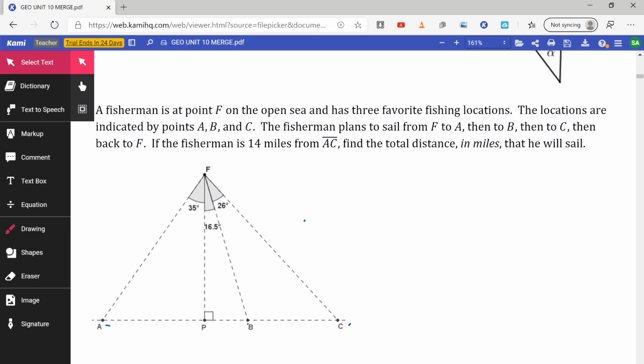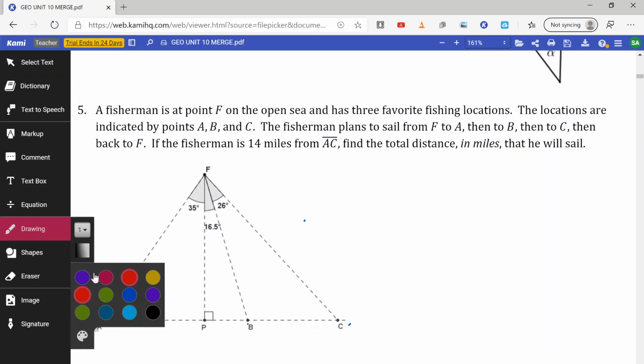We have our angle measurements here, and we're told that we are 14 miles from the line. So if it's a straight shot, we got 14 miles here. Now, what can we do here in order to figure things out? Well, fortunately, we have this nice little right angle down here at point P, meaning we have a right triangle over here, a right triangle there, and then the bigger triangle FPC is also a right triangle. So we can use our trig ratios to figure out our unknown sides.